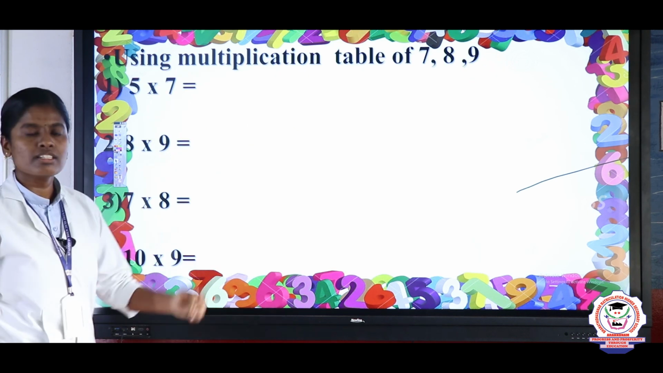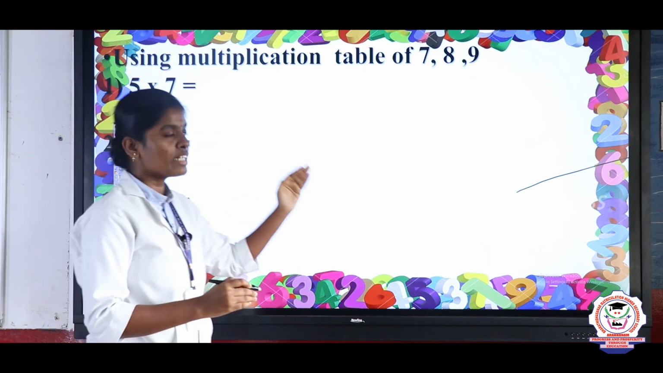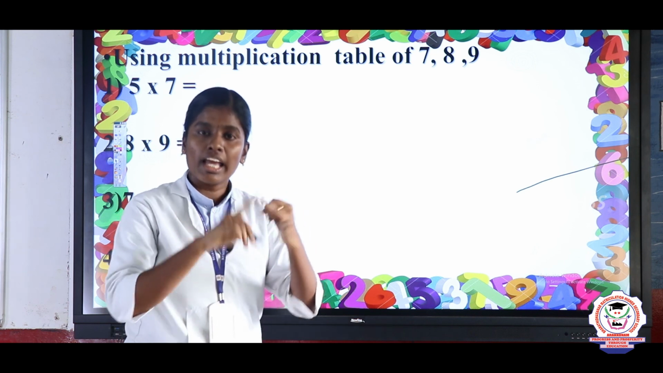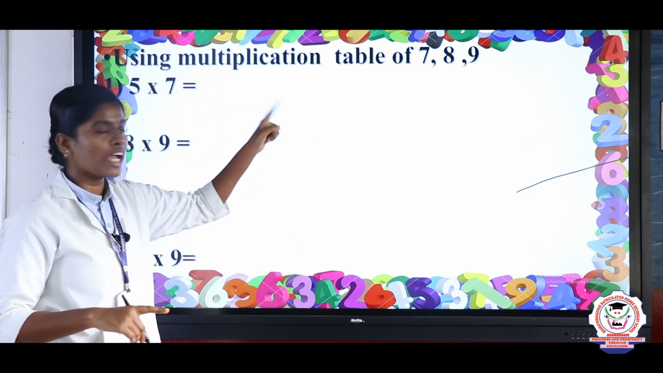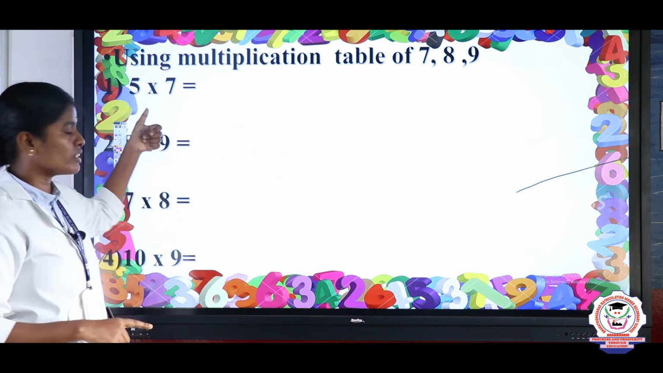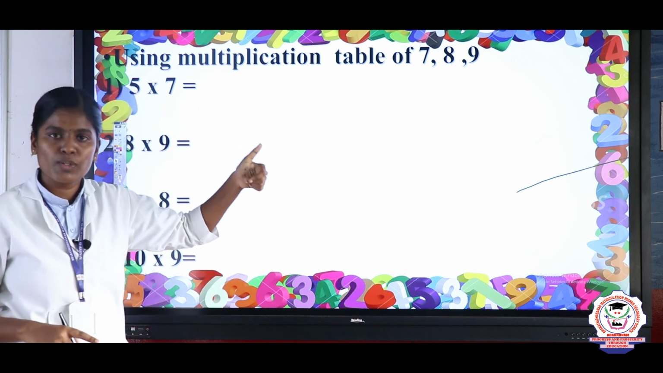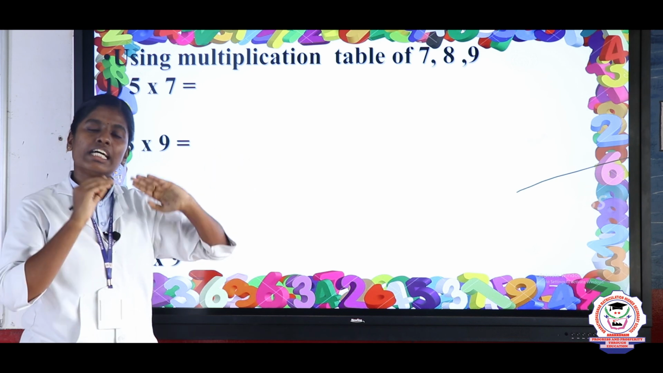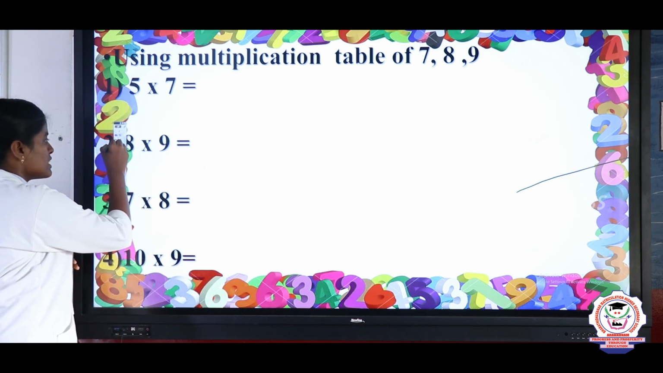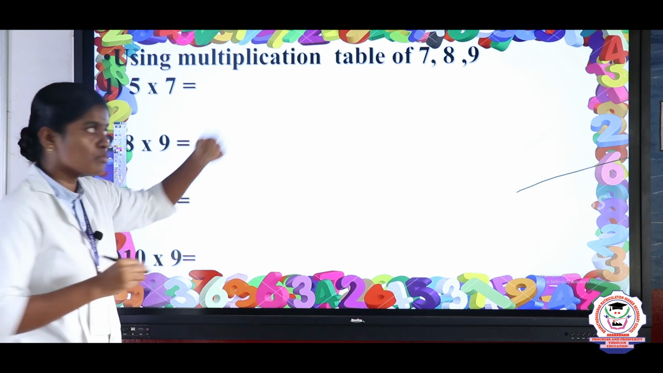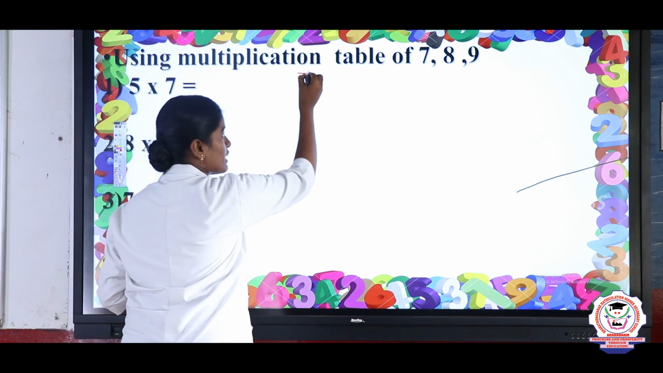So our next topic is using the multiplication tables of 7, 8, 9. So the first question is 5 sevens are. That is 5 times of 7. So take 5 times of 7 or 7 times of 5.